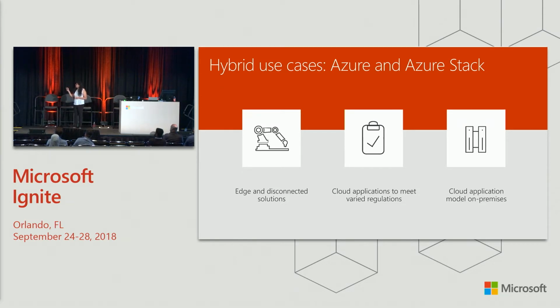And finally, the cloud application model on premises. If you have legacy applications and you really want to modernize and use the cloud application model, but you're not ready yet and not comfortable yet, you want to take the first step forward. That first step might be Azure Stack, and the second step might be your Azure cloud.